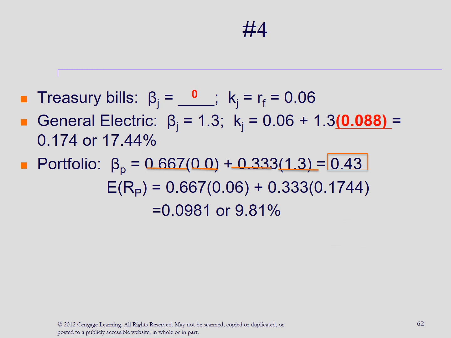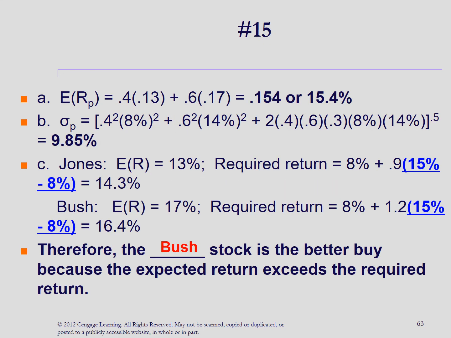Portfolio expected return is the weighted average of expected return from each individual securities within the portfolio. In this question, it is calculated by portion of funds invested in T-bills times the expected return of T-bills plus portion of funds invested in General Electric times the expected return of General Electric equal to 9.81%. Question number 15. A.